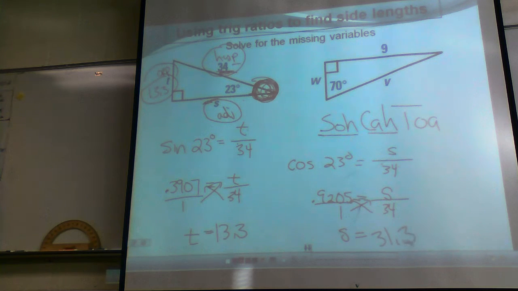31 point. You get the same answer, guys, if you did Pythagorean theorem. Okay? If I've got a problem where you're finding 2 variables, it wouldn't be that big a deal if you did Pythagorean. Okay?